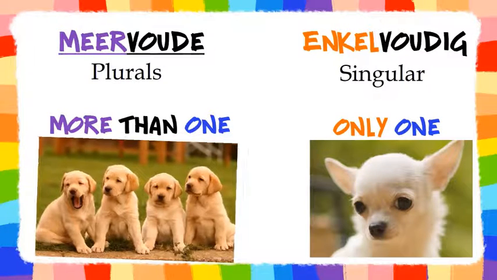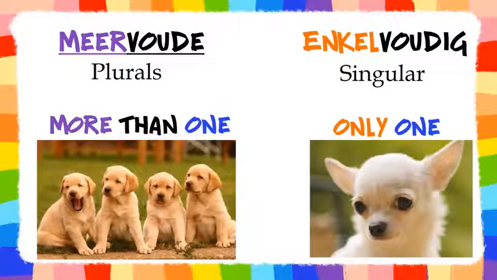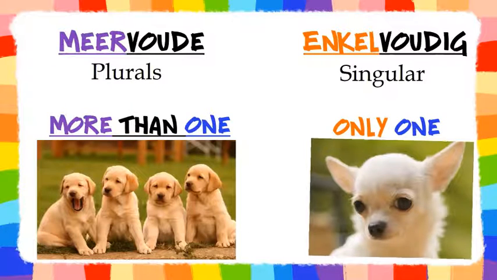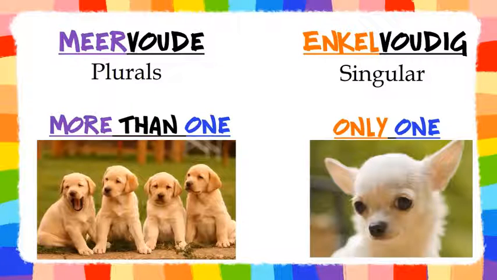So this is what meervoude looks like. This is more than one dog. The opposite of meervoude is enkelvoudig. In other words, singular, which means one thing. In this case, there's only one dog.